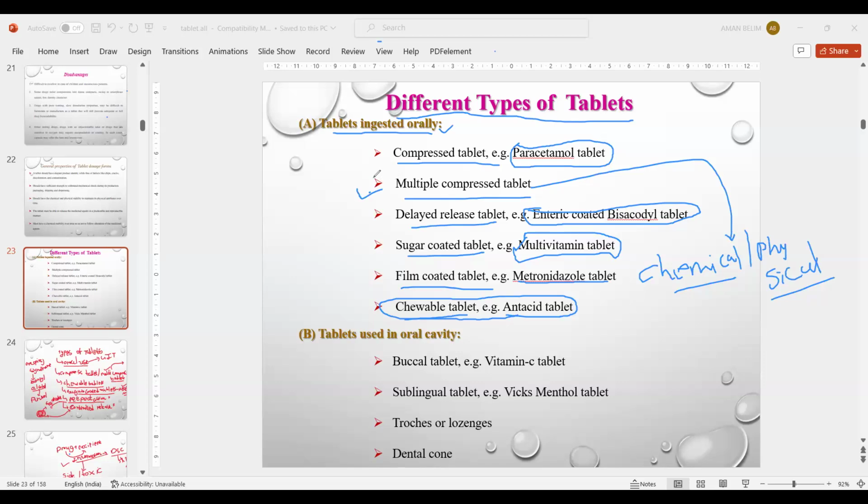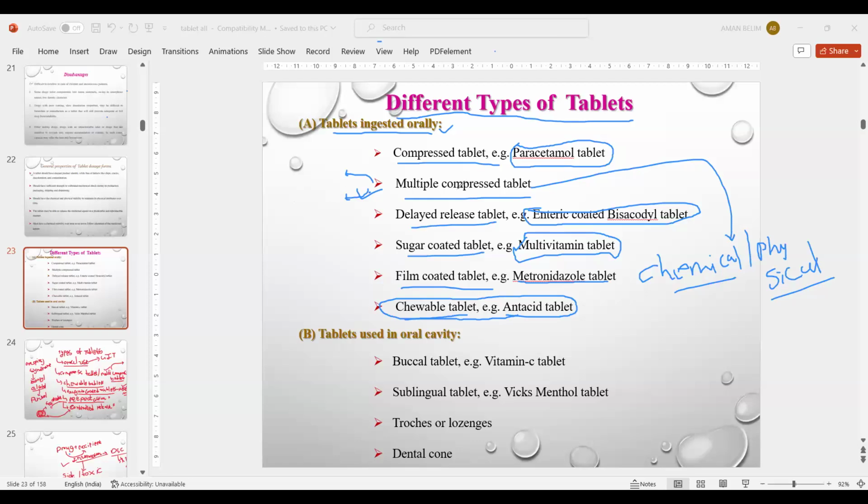If you have read the Leon Lachman book, there are different types also: tablet within a tablet. It means that the outer layer is of a different API, the inner core is of a different API. And it also can be for the same API, that the outer layer is of the API, and then again there is another core of the API present, or another layer of the API is present.